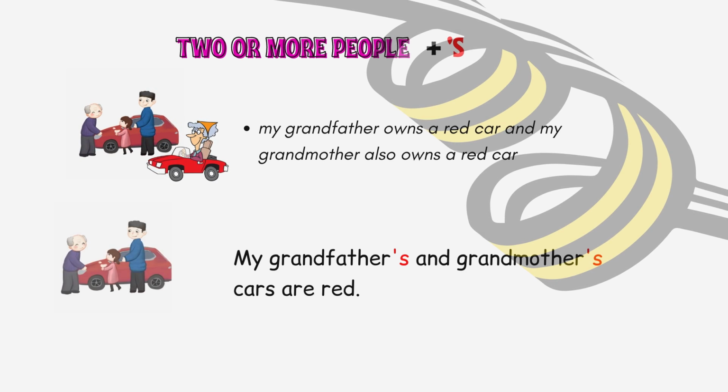Look at the second situation. This second situation is different from the first situation. My grandfather owns a car, and my grandmother owns another car, and both cars are red. If you want to show two cars with different owners, we add apostrophe S to both names. My grandfather's and grandmother's cars are red.